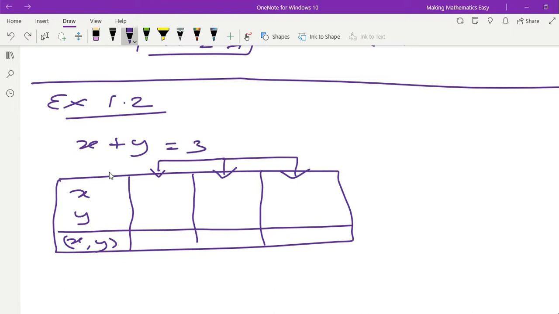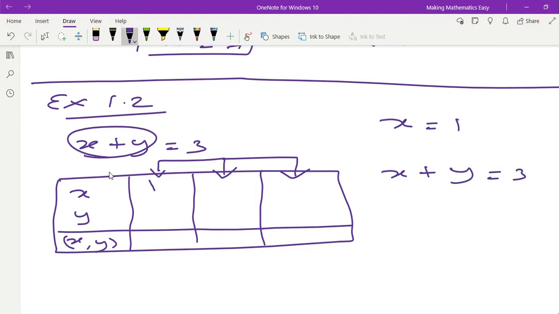So in this method, what you have to do, out of these two variables x and y, you can assume any value of any one of the variables. Say for example I assume x का value 1 है. मैं बोलता हूँ कि x का value 1 है. So मेरा equation क्या है? x plus y is 3. So when I say 1, I need to write that over here 1. Now what I'll do, I'll replace this 1 in equation.